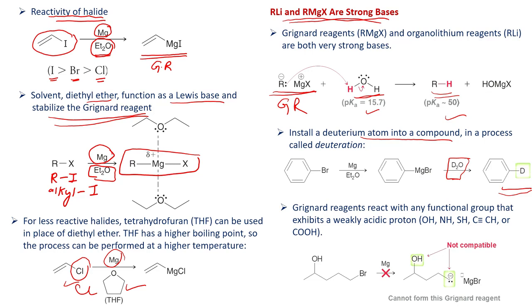So what is the problem with Grignard reagent? The first problem, I told you, it reacts with water very fast. Even a trace amount of water reacts and destroys your Grignard reagent. And second thing, whenever your starting material contains a free hydroxyl group, free NH group, SH group or acid group, this Grignard reaction will not happen. So your Grignard reaction is not compatible with any of these chemical species.